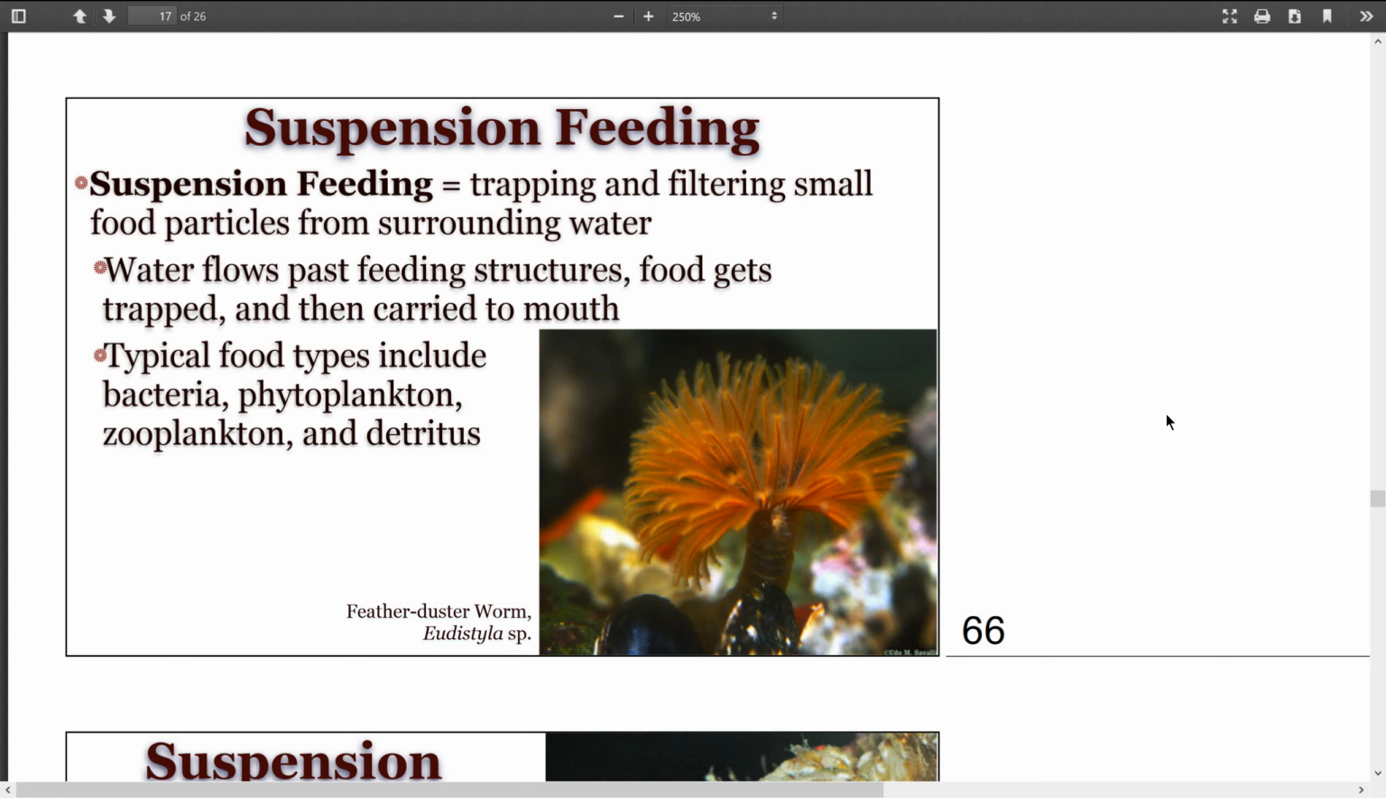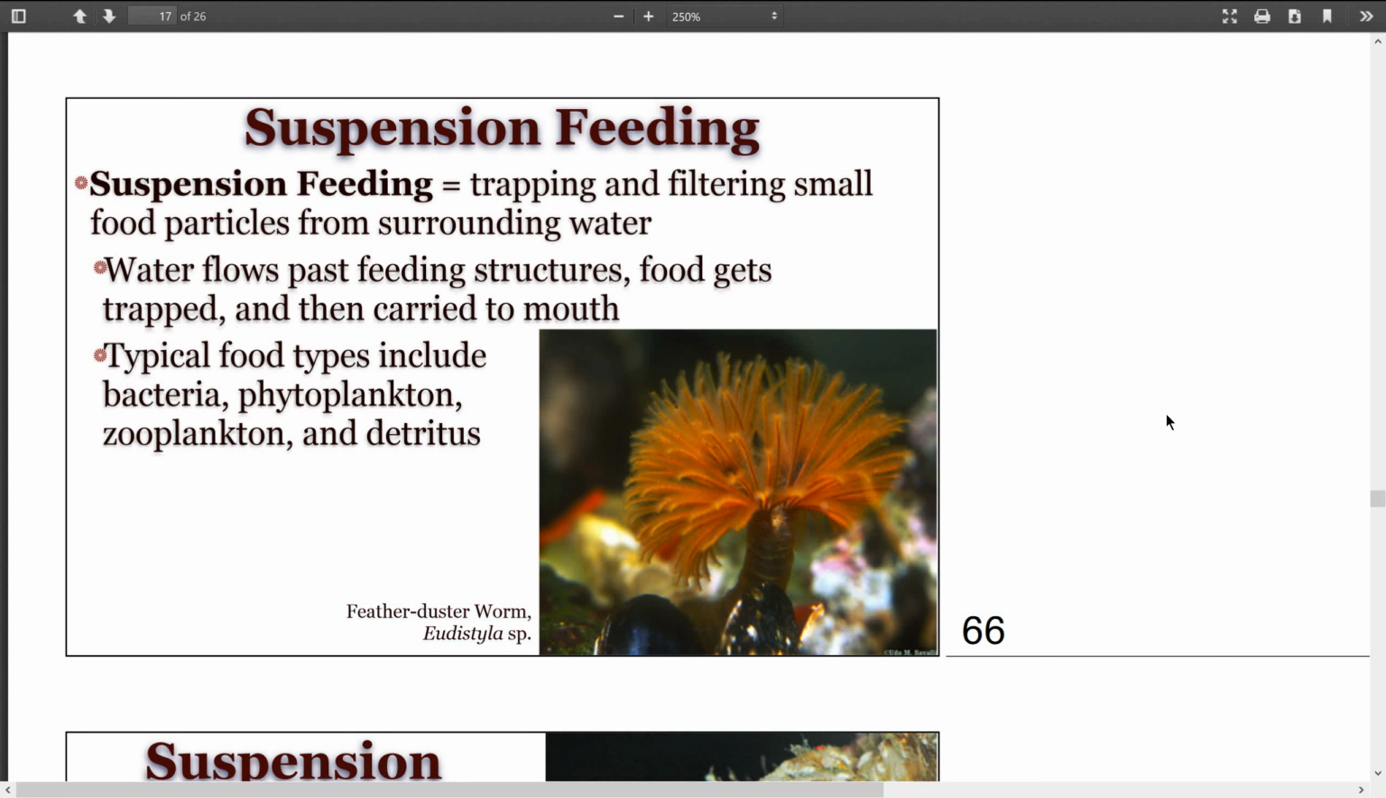Typical suspension feeders are obviously eating small food particles. So they may be eating bacteria, phytoplankton, that is single-celled algae, zooplankton, small little animals and animal larvae and so on. Detritus, which is basically bits and pieces of dead organic material, little bits of seaweed or animal poop or whatever it might be, but generally very small particles that they capture with their tentacles and bring into their mouth.